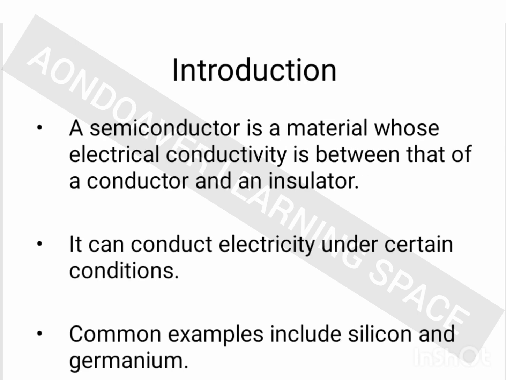So, first, a semiconductor is a material whose electrical conductivity is between that of a conductor and an insulator. It can conduct electricity under certain conditions. Common examples include silicon and germanium. So these semiconductor materials, originally at low temperatures, behave like insulators. That is, they don't allow the free flow of electricity.